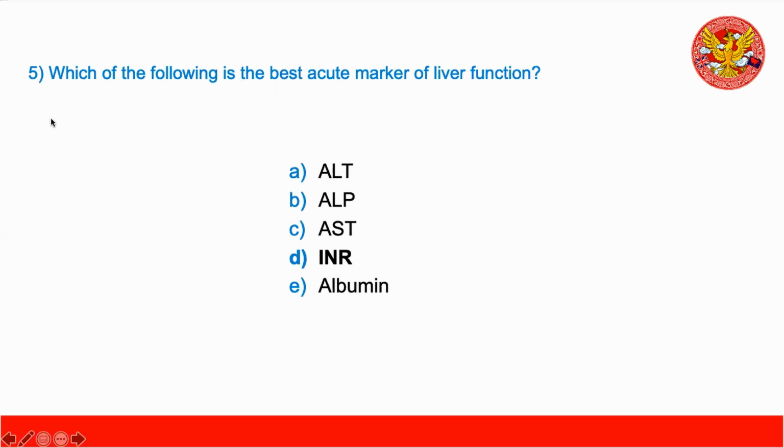So which of the following is the best acute marker of liver function? We spoke at the beginning about ALT and AST being better markers of injury to the liver rather than function. Same for ALP. INR and albumin are both synthesized by the liver, the clotting factors and albumin. However, albumin, because of its long half-life, is a better marker of, sorry, did I say acute? Albumin is a better marker of chronic liver function, whereas INR is a better marker for acute liver function.